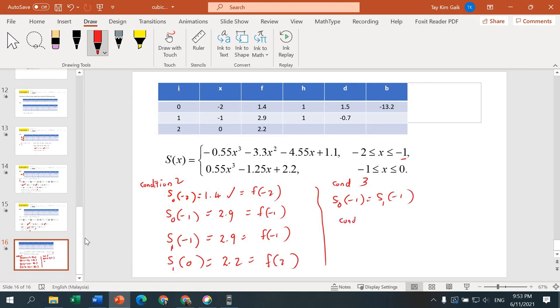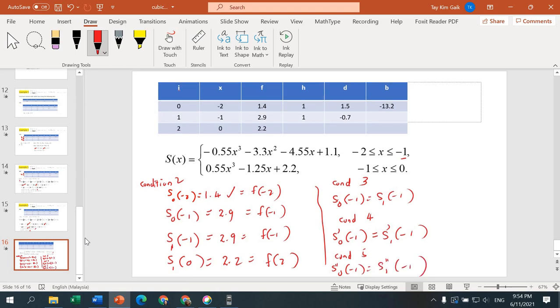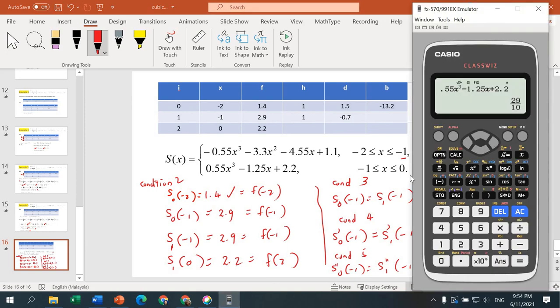Condition number 4: you have to find their first derivative. The first derivative is to show that S prime 0 at negative 1 equals S prime 1 at negative 1. This is condition 4. Condition number 5 is that you have to show the second derivative. You can differentiate, let's say, let me find the first derivative.